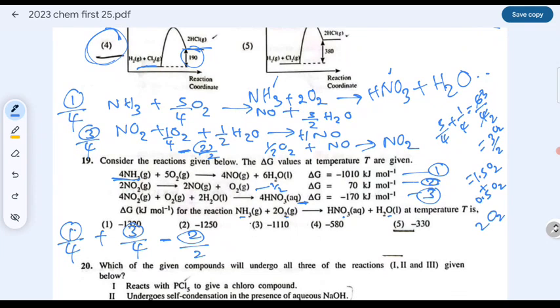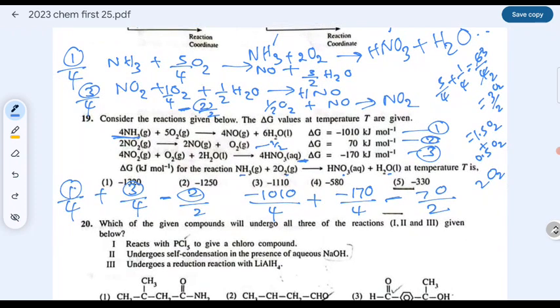First one, that is minus 1010 divided by 4, plus third one, that is minus 170 divided by 4, and minus 2 over 2. Minus second one is 70 over 2. Then the answer for this is what? Minus 1010 over 4, you are getting minus 252.5. Then minus 170 over 4, you are getting minus 42.5. Minus 70 over 2 is minus 35.